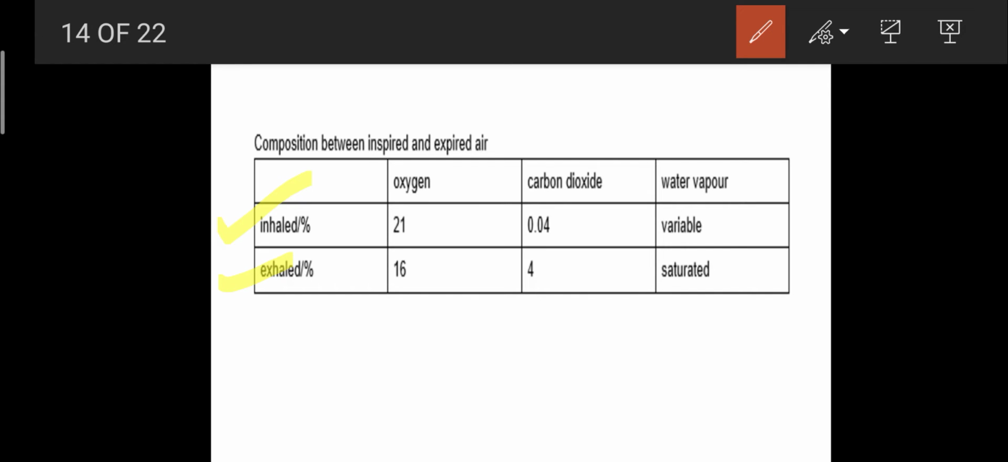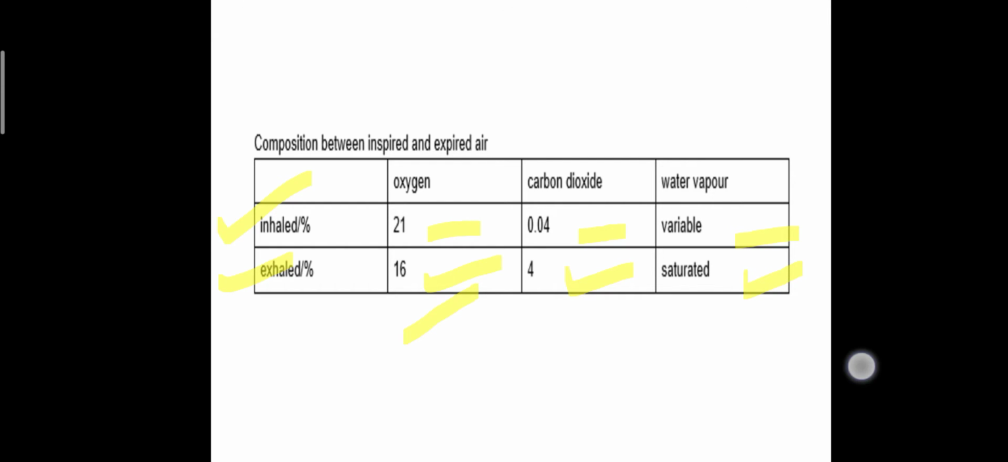Oxygen inhaled is 21%, carbon dioxide inhaled is 0.04%, and water vapors are variable. Oxygen exhaled is 16%, carbon dioxide exhaled is 4%, and water vapors are saturated. So this is the composition of inspired and expired air.